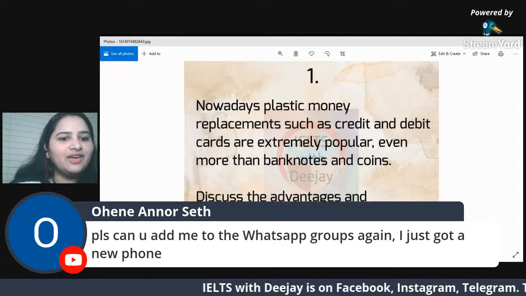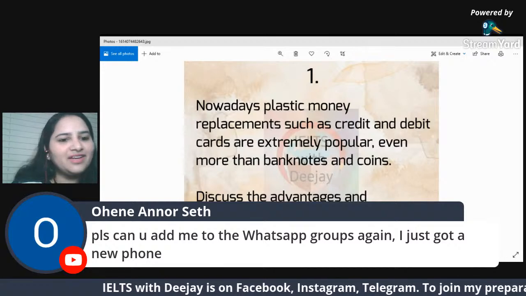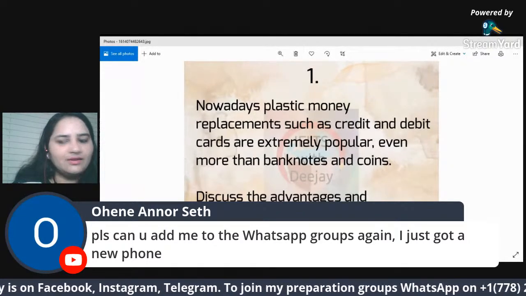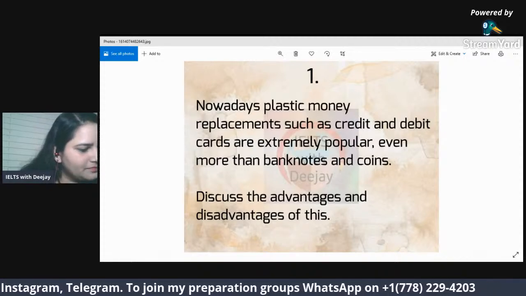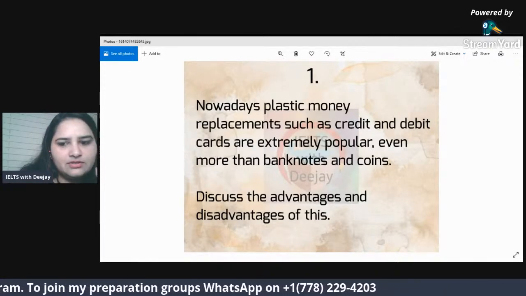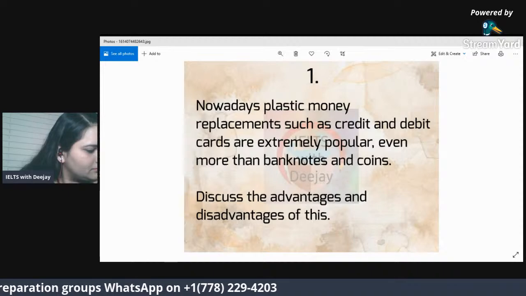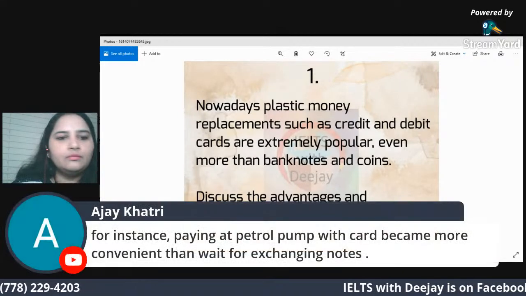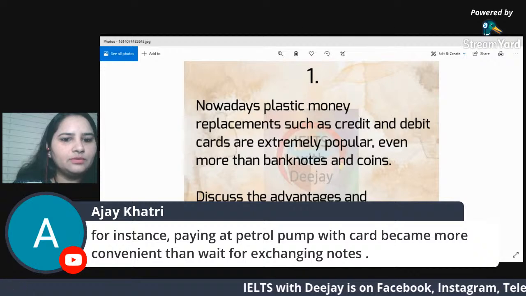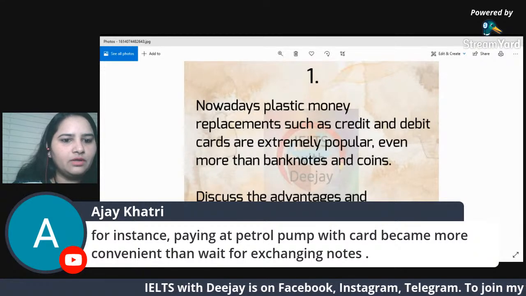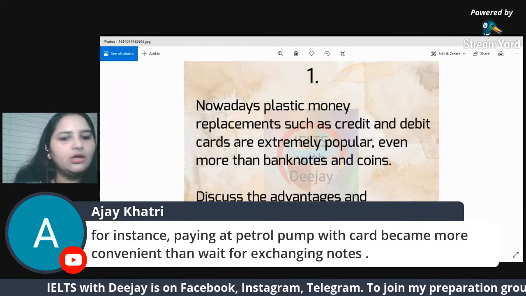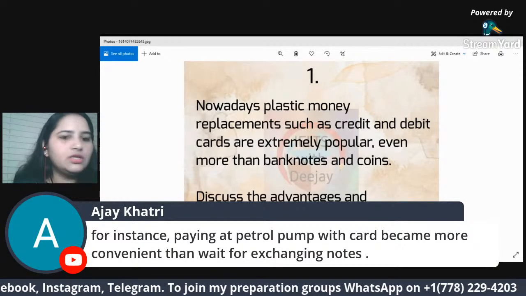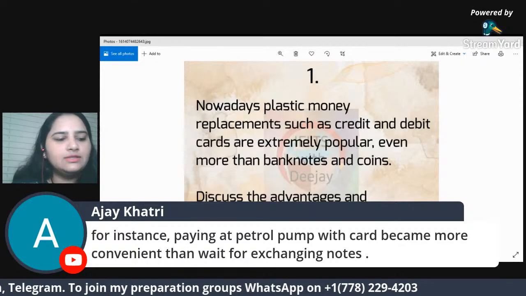I think this is it, and we have added everything. Each and everything we have added. For instance, paying at a petrol pump with card became more convenient than waiting for exchanging notes. Yes, you can say that because we do not need anything in exchange. We can pay the money easily.